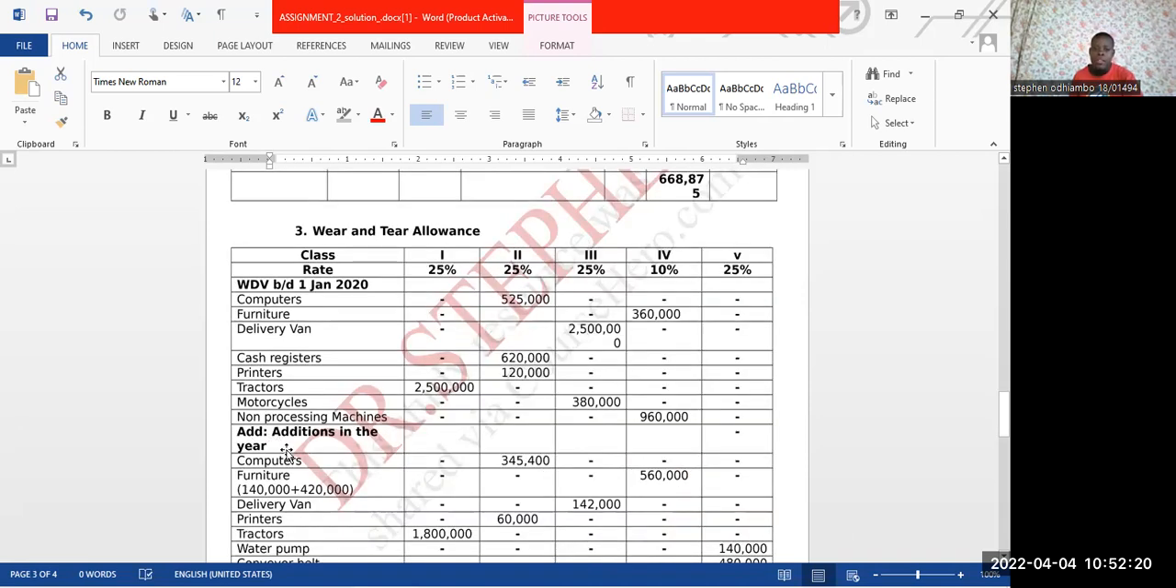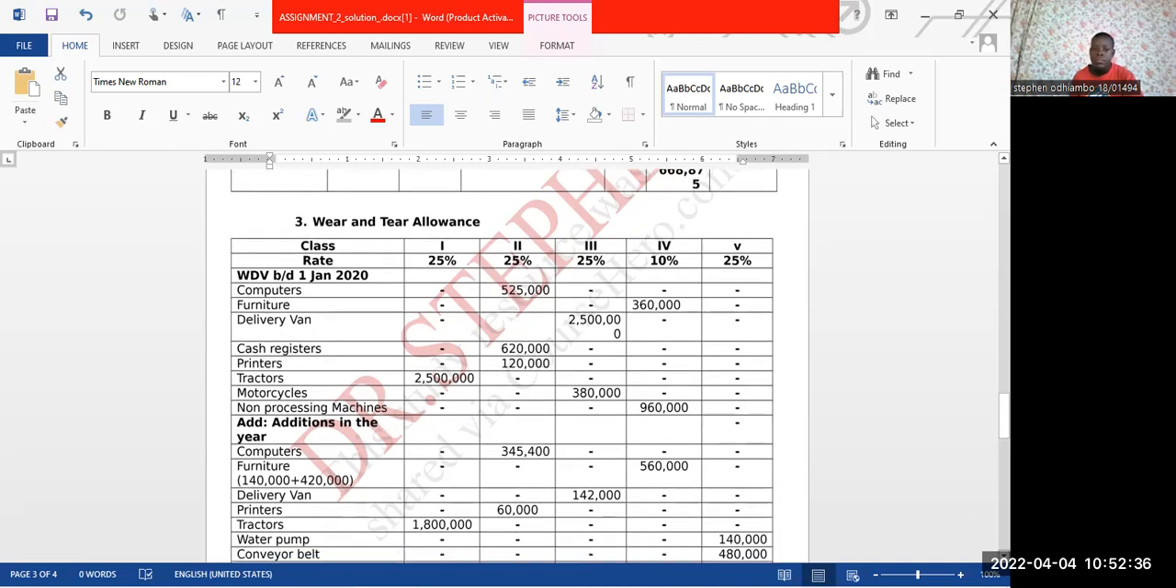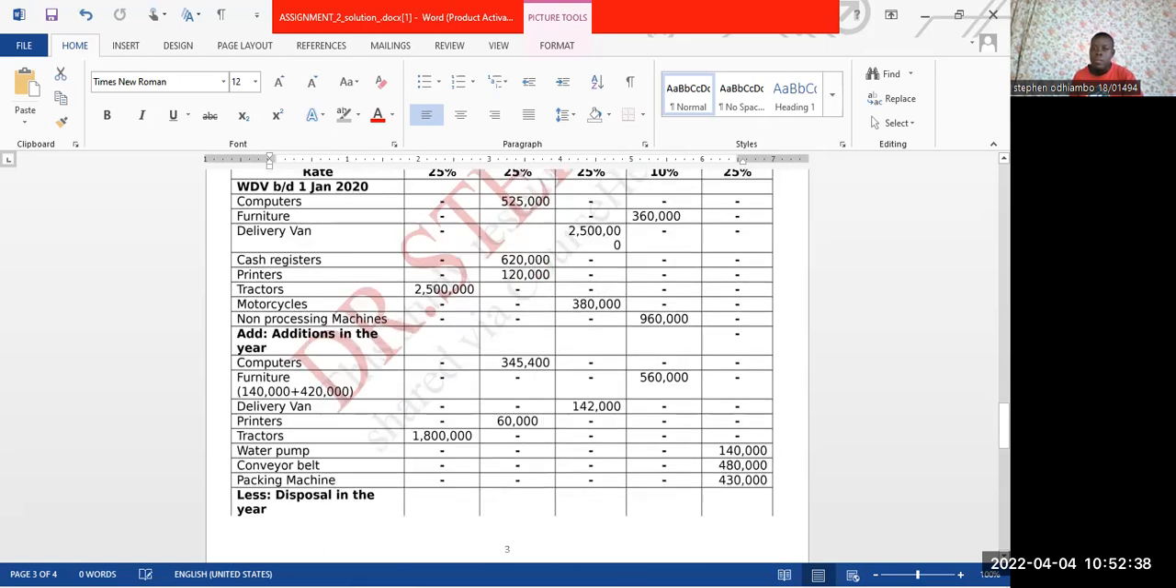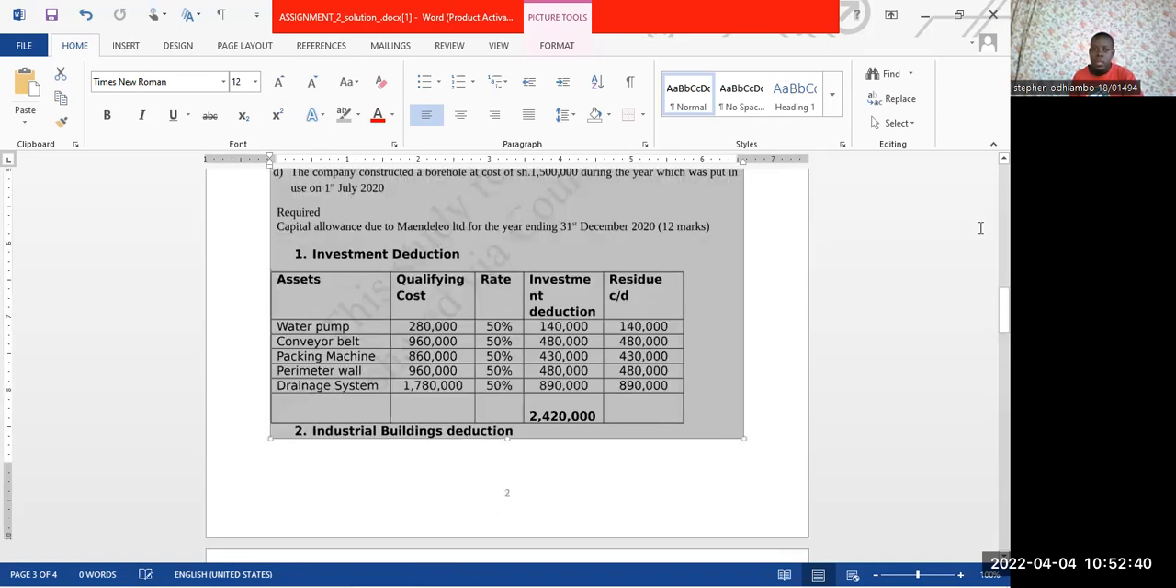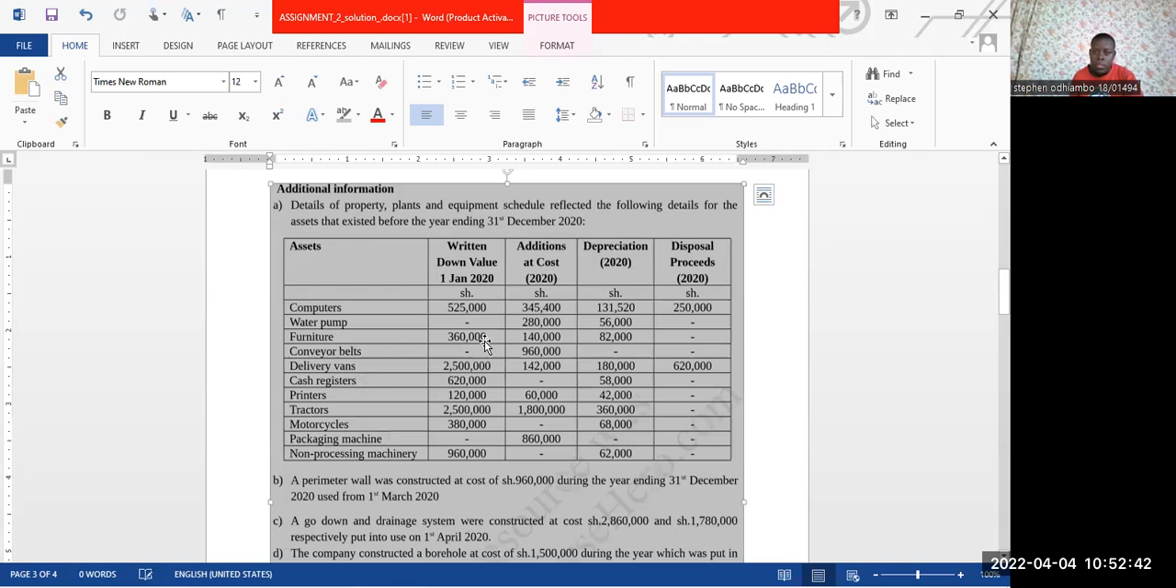So under additions, you just come to computers at 25% because it falls in group 2 or class 2 items. So you just put 345,400. You come to furniture, the same. So furniture, just come for confirmation. We have furniture 360,140. So this is the working down value. Then this is the additions. We have 140,000 and depreciation 82,000.